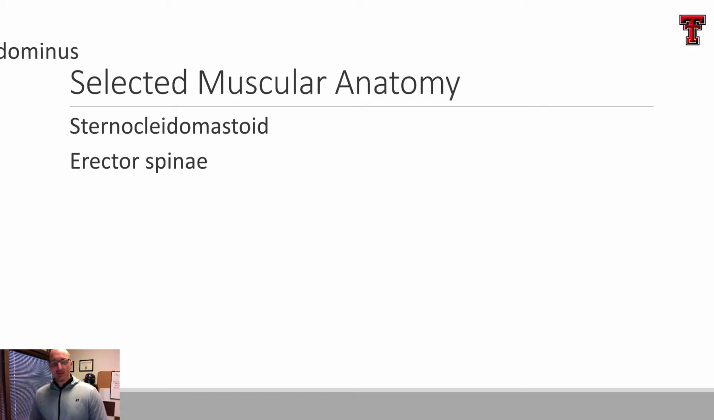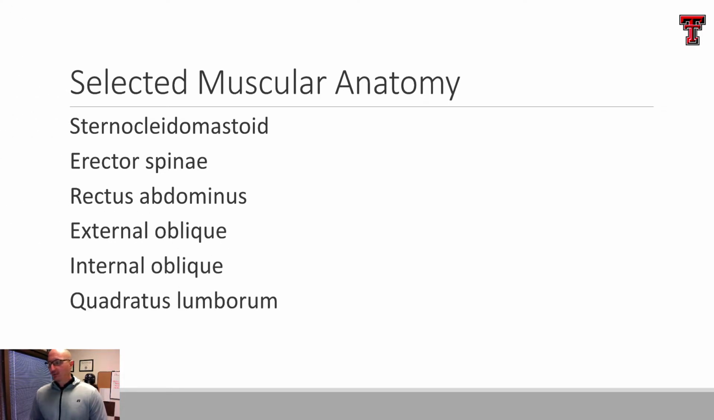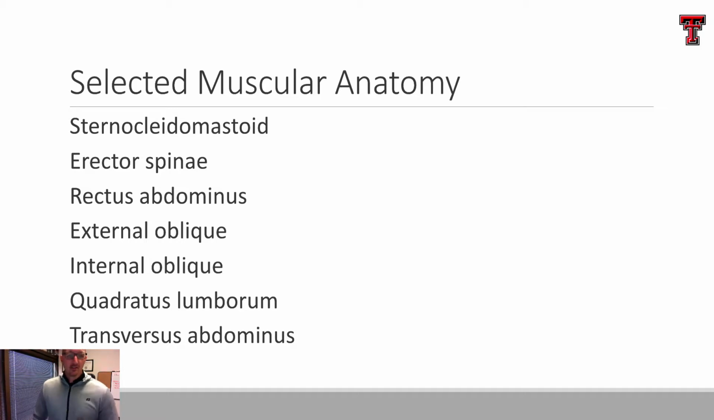All right, so we're going to take a look at just some of the muscular anatomy of the spine. The SCM, or sternocleidomastoid, the erector spinae, the rectus abdominis, the obliques, we'll look at them individually, and then the QL, the quadratus lumborum, and then the transversus. Okay, these are all critical spinal prime movers and stabilizers.